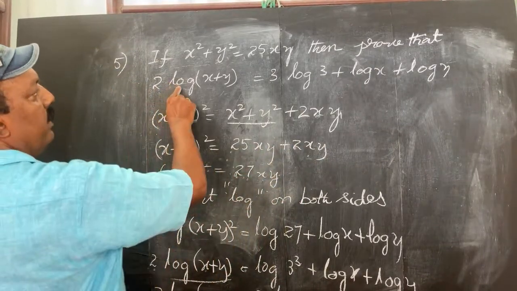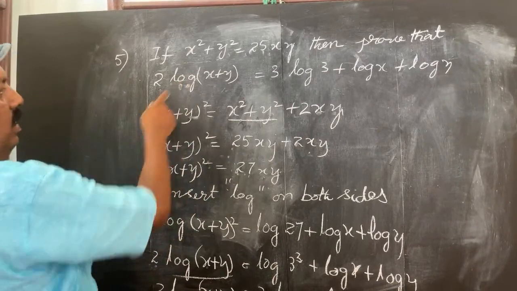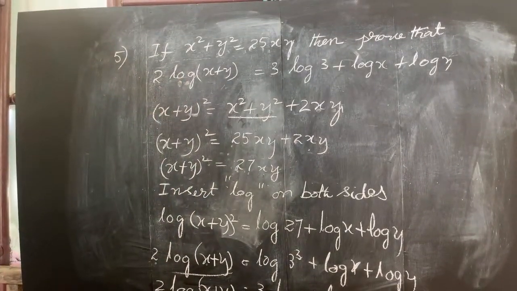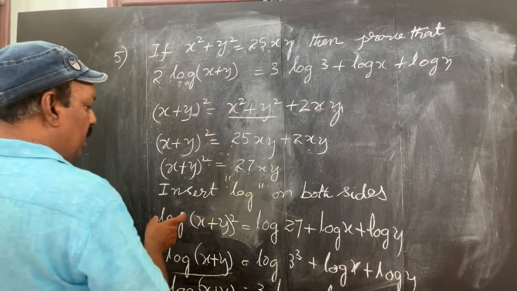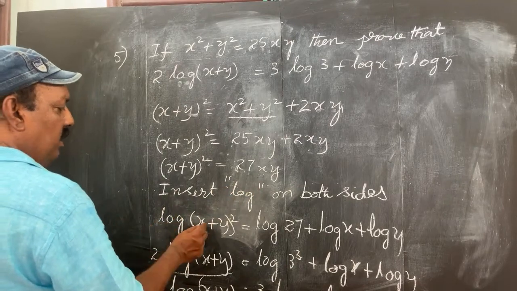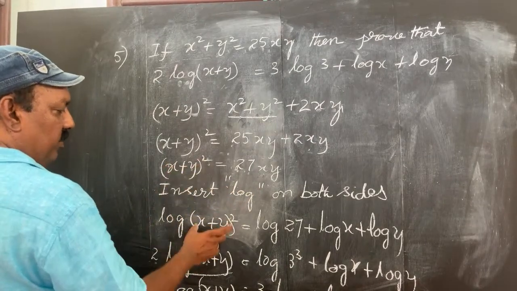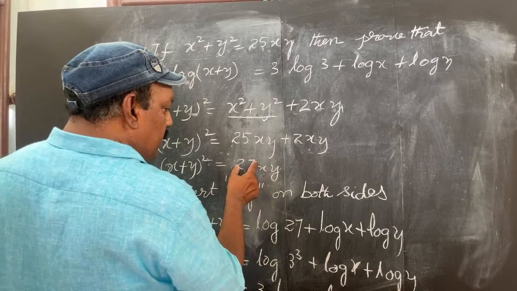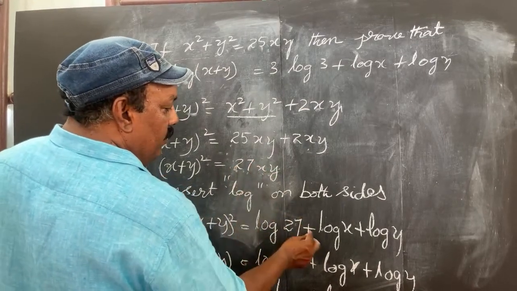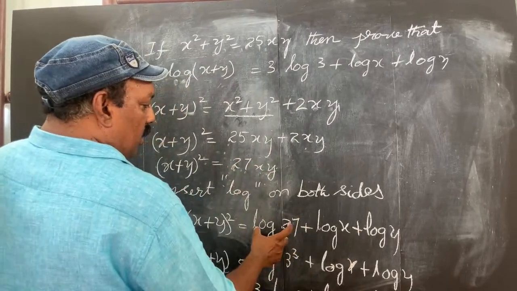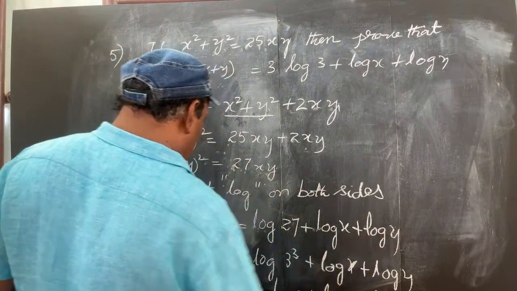Now he asked us to prove that one. That means we have to insert the log here compulsorily. We are inserting the log on both sides. Log (x plus y) whole square equals log 27xy. Because of multiplication, we are adding the plus sign here: log 27 plus log x plus log y.